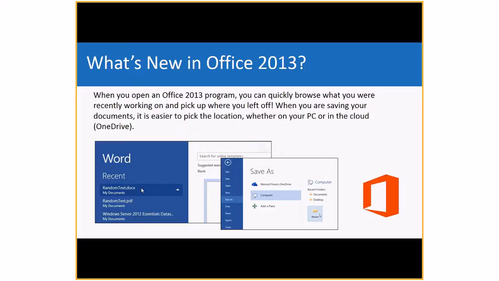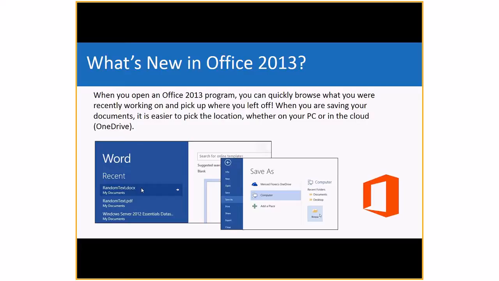Also, when you open an Office 2013 program, you can quickly browse what you were recently working on. I use this all the time, and it's the same in Office 2016. That way you can even just pick up where you left off, and then when you're saving your documents, it's easier to pick the location. When you do a save as, you can either save it directly to your OneDrive in one of your folders, or you can save it onto your computer. So it gives you those two options when you're doing a save as.